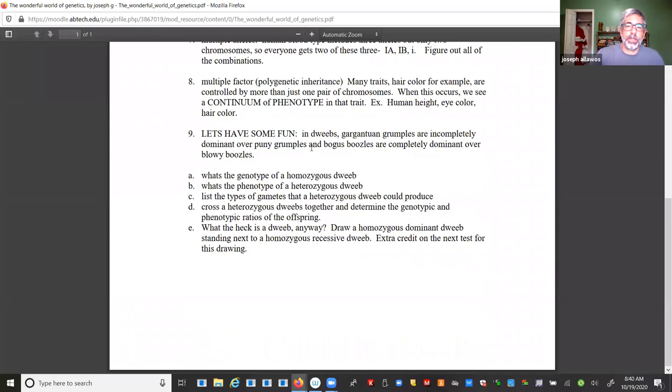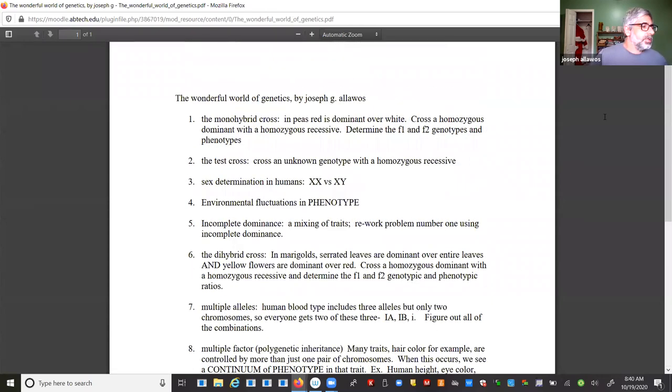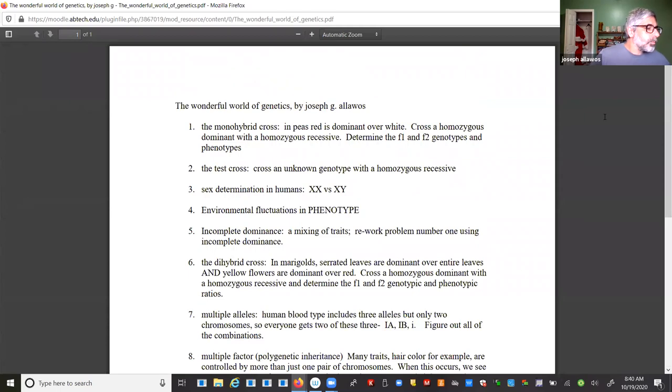In addition to that, there's this problem down here, and it says something about extra credit on the next test. And I don't know how I'm able to do that because I can't really collect your dweebs. So you can disregard that, but you should look at the sheet. Okay, look at this sheet and you should be able to work these problems now. You should be able to work any of the genetics problems on any of the sheets at this point because we have made it through.